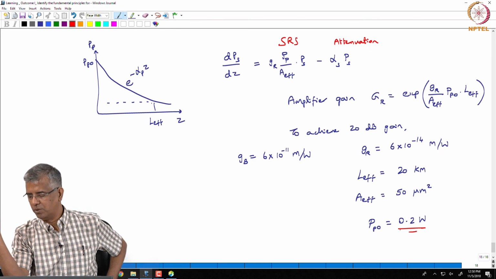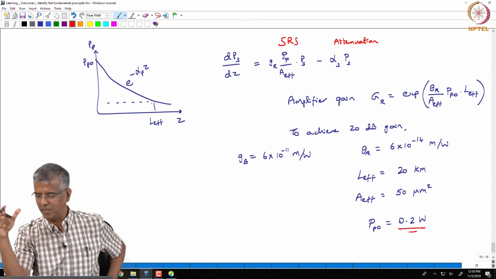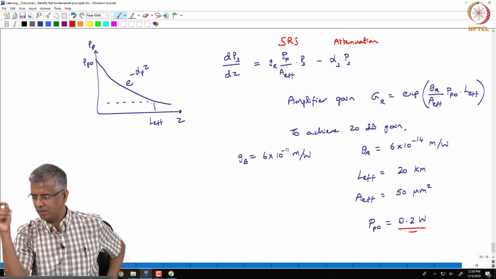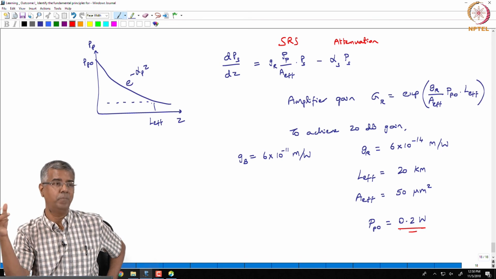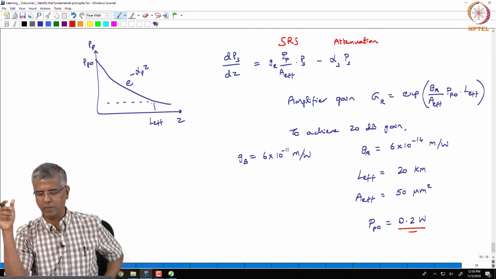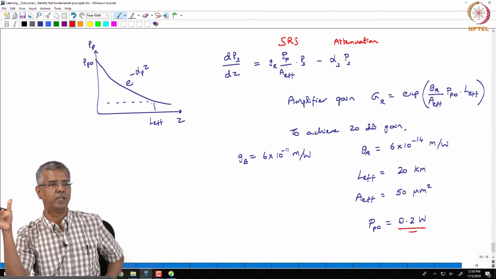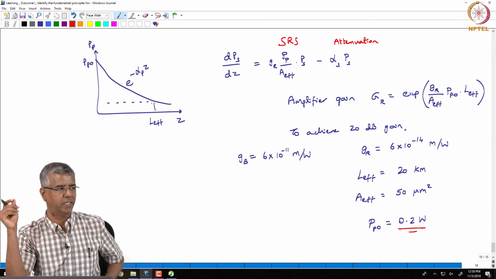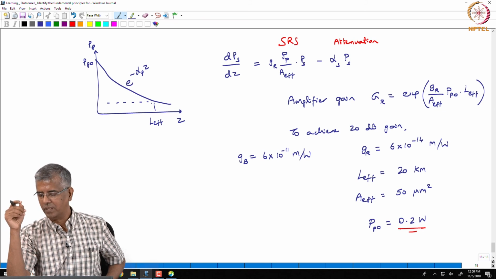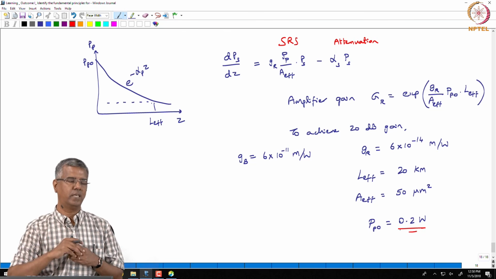You need about 200 milliwatts over a 20 kilometer long fiber. So, if you have a much shorter length of fiber, let us say only 20 meters, then the corresponding pump power you need is 0.2 times 10 to the power 3, that is 200 watts, to get 20 dB gain. You understand?